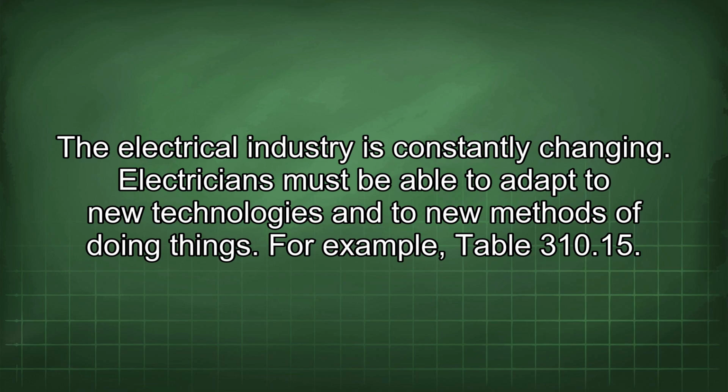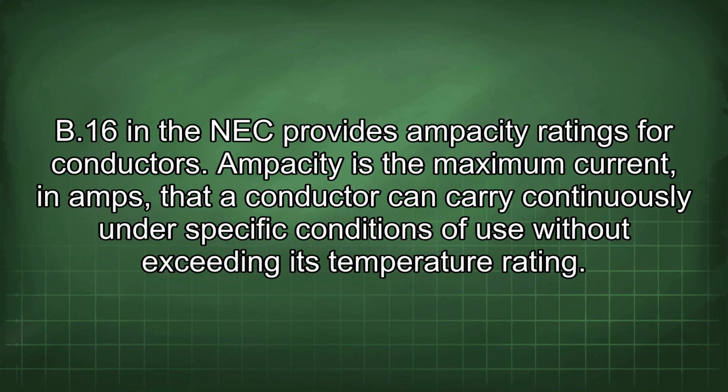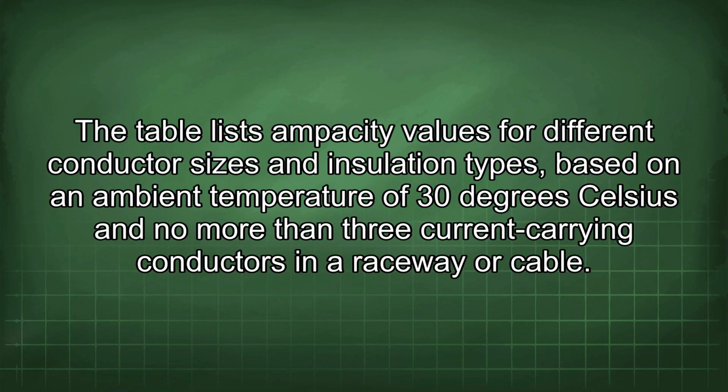For example, Table 310.15(B)(16) in the NEC provides ampacity ratings for conductors. Ampacity is the maximum current, in amps, that a conductor can carry continuously under specific conditions of use without exceeding its temperature rating. The table lists ampacity values for different conductor sizes and insulation types, based on an ambient temperature of 30 degrees Celsius and no more than 3 current-carrying conductors in a raceway or cable.